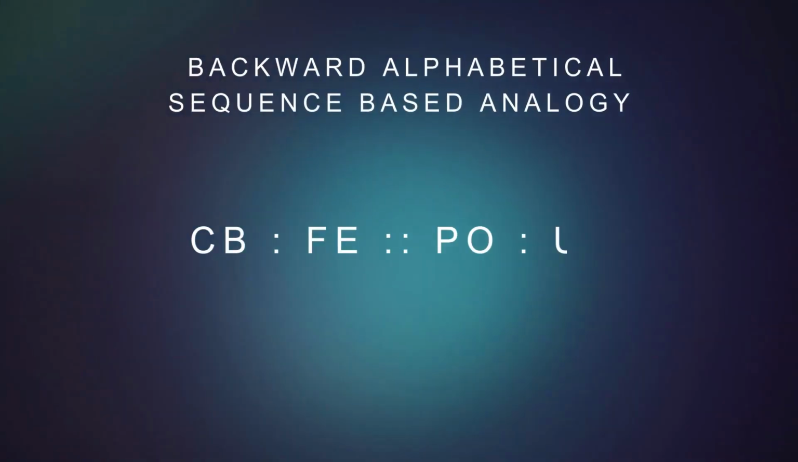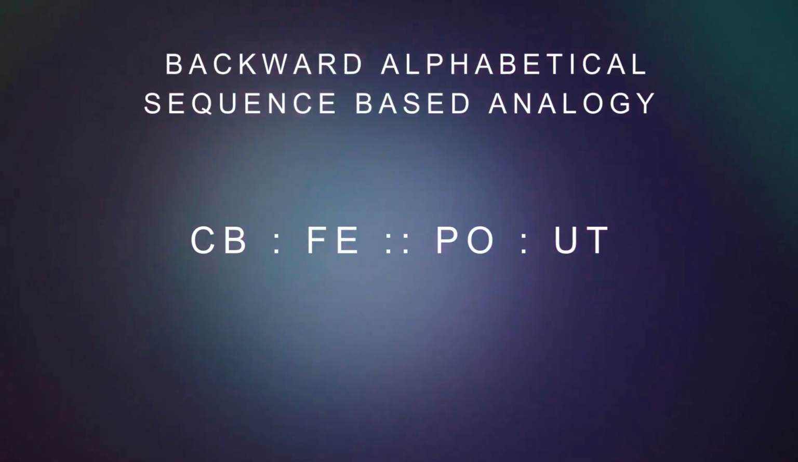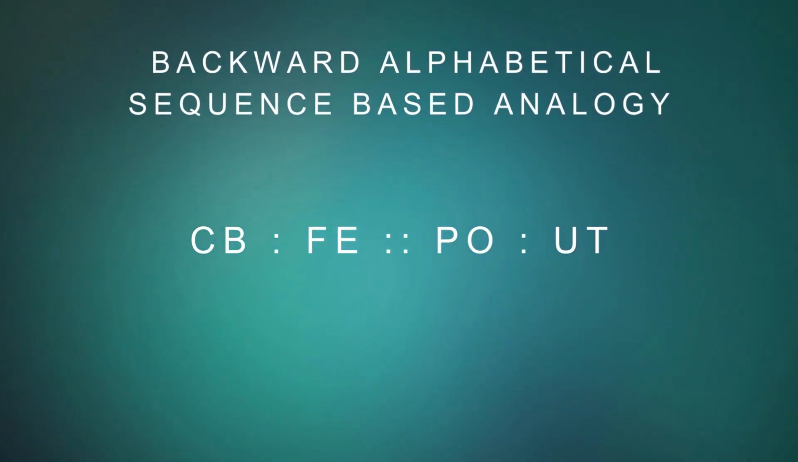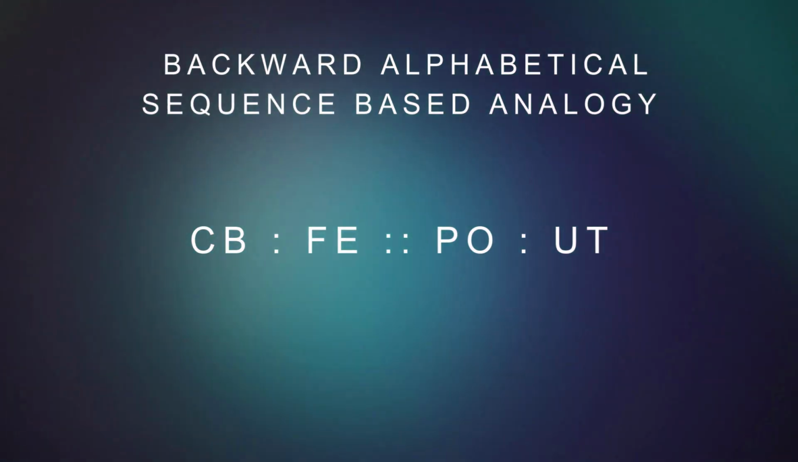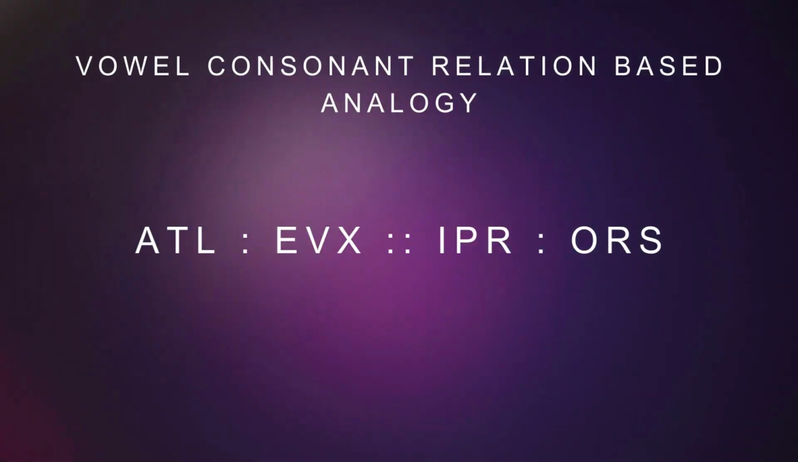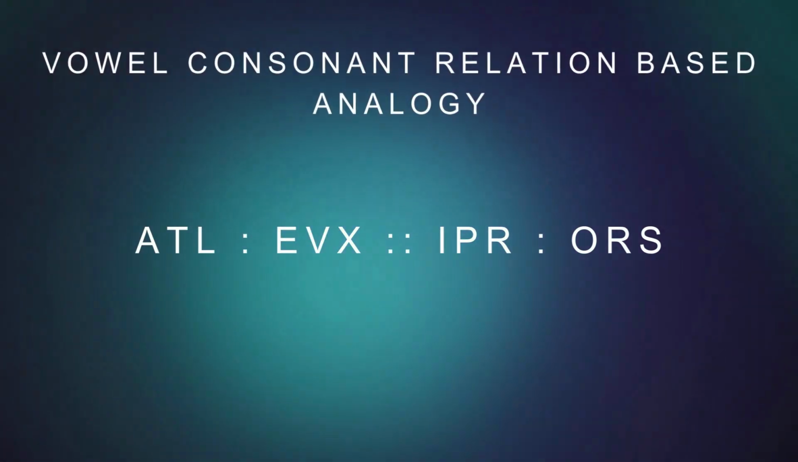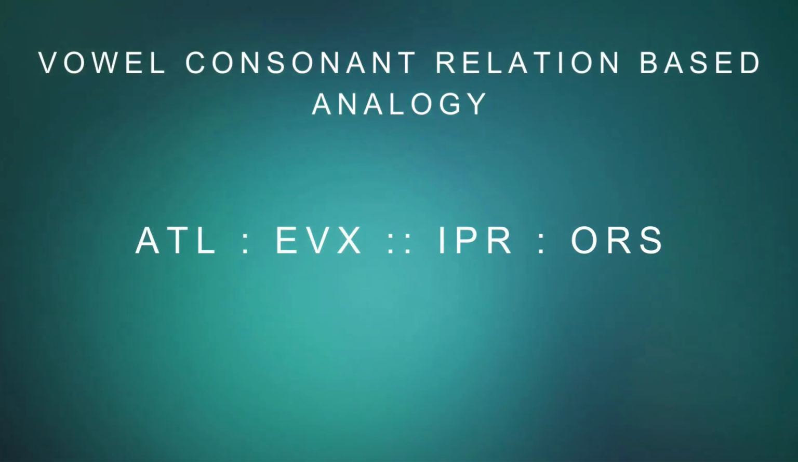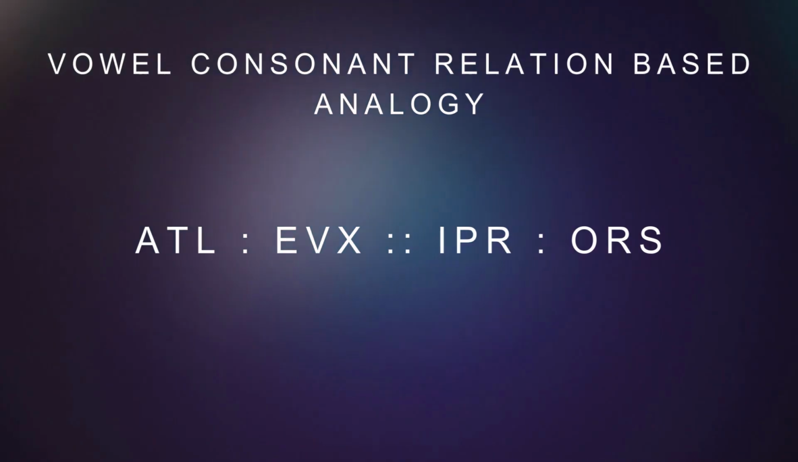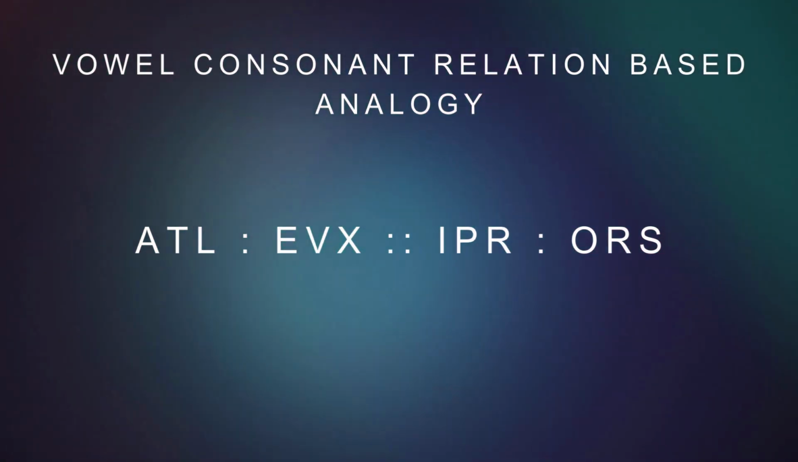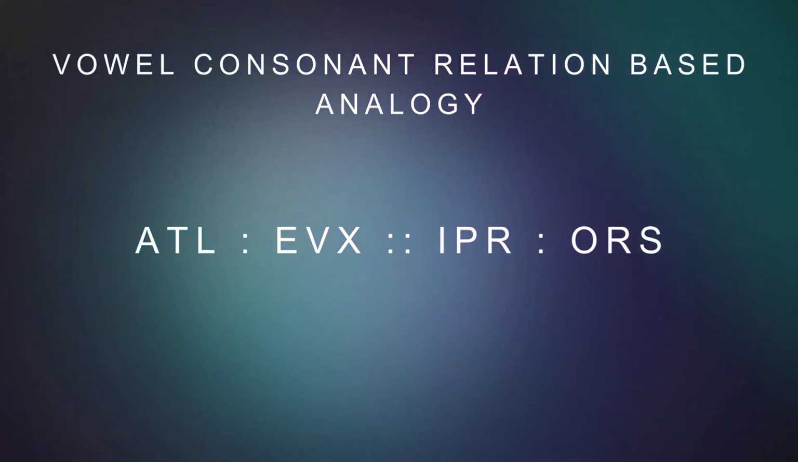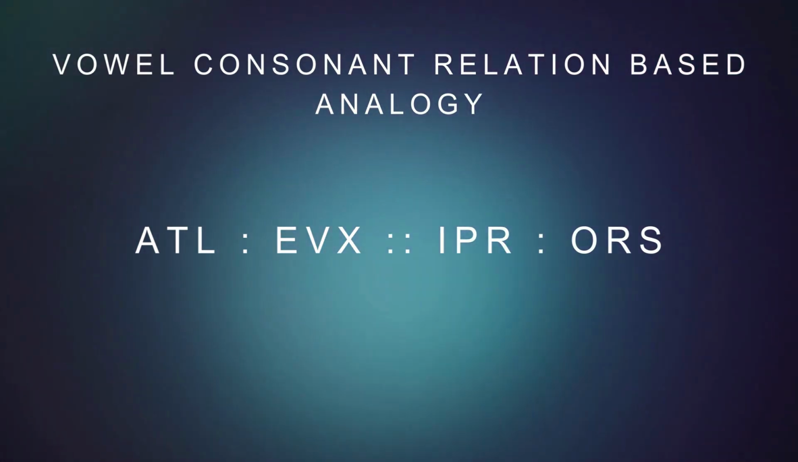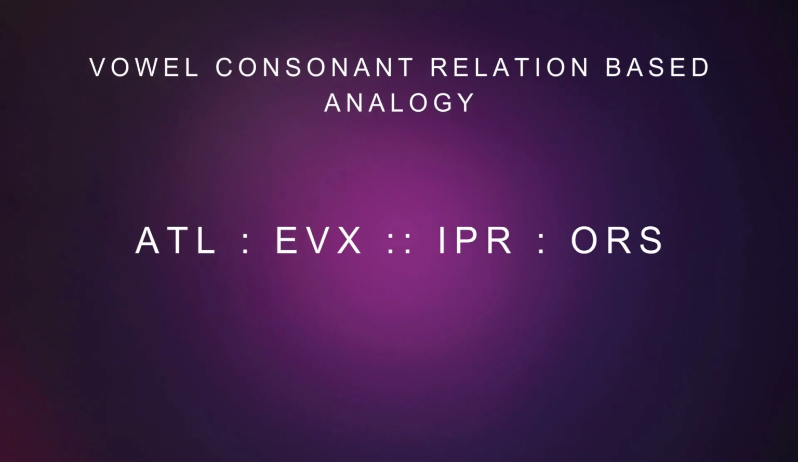Backward alphabetical sequence based analogy. CB, FE, PO, UT. In fact, this case is opposite of case 1. Vowel consonant relation based analogy. ADL, EVX, IBR, ORS. Here the first two words start with the first two vowels A and E, and the next two words start with the next two vowels I and O. Last two letters of every word are consonants.